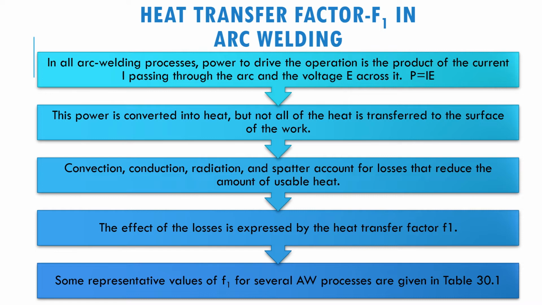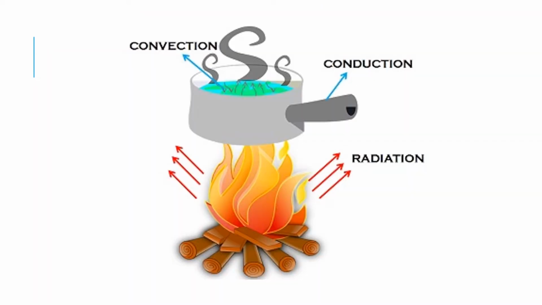The effect of the losses is expressed by the heat transfer factor, f1, and representative values of f1 for several arc welding processes are given in the table. Here is an example of the heat losses. If you supply the heat, some of it will be lost through radiation, some through convection, and some through conduction.